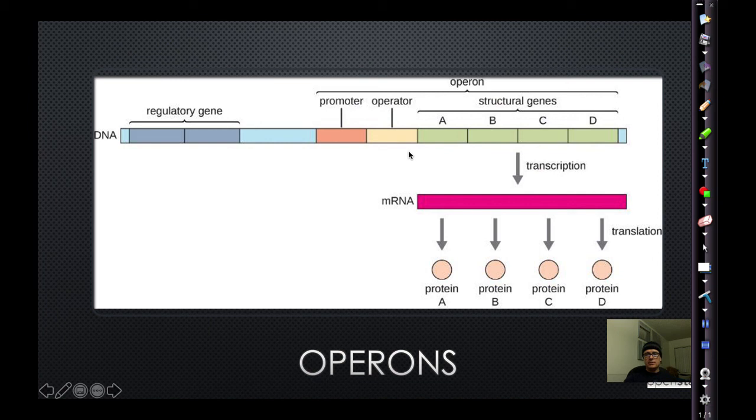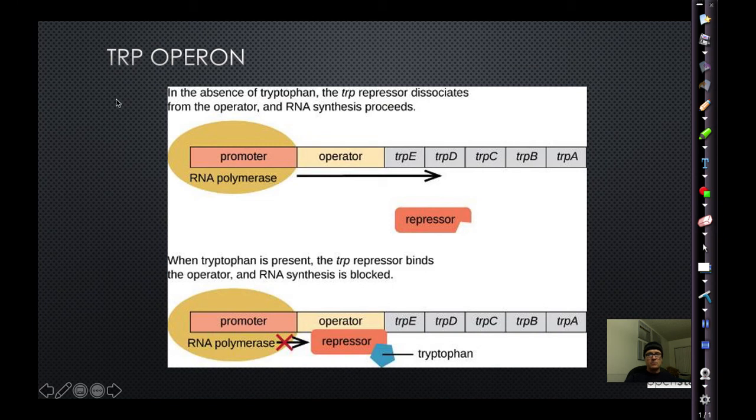An operon is a series of genes that work together to make proteins that function in a common pathway. So for the trp operon, these enzymes are going to be functioning to make the amino acid tryptophan. So you have trpE, trpD, trpC, trpB, and trpA. These all are enzymes that are involved in the process of making the amino acid tryptophan. So the way this works is that we have a promoter, we have an operator region, and then we have the genes.